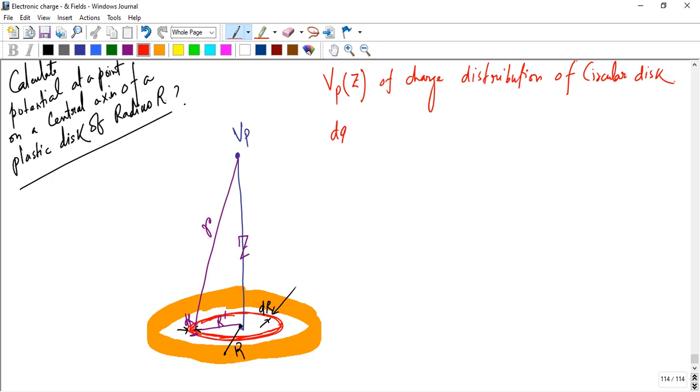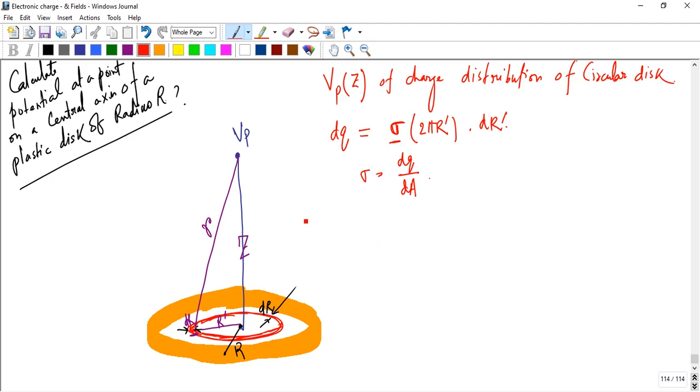Here dq is the charge distribution, which is a surface charge, so it comes from sigma and area. The area of the ring is the circumference, 2 pi r dash, times the thickness dr dash. So sigma, the surface charge distribution, equals total charge by area: sigma equals dq over dA.